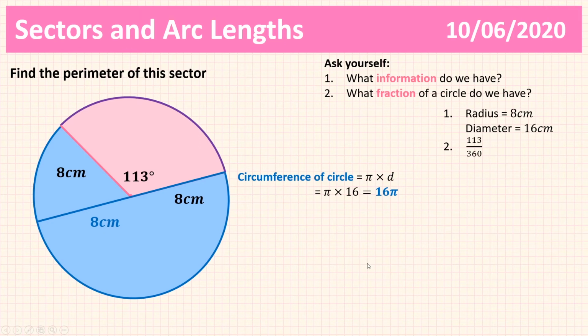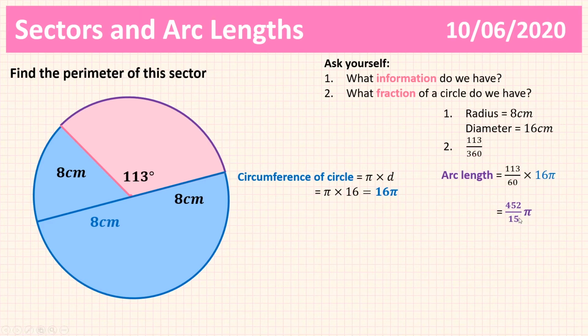So to work out the arc length, I know the arc length is a fraction of the circumference. I know what fraction of the circle it is, 113 over 360. So I know it's going to be 113 over 360 times 16 pi. That will give me the arc length because that is the fraction of the circumference that I'm looking for. So that gives me this answer.